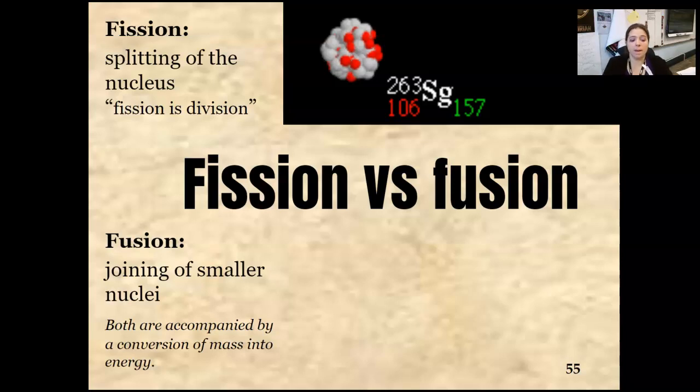Both are accompanied by a conversion of mass into energy. So in one, there's too much mass, it splits, and energy is released. The other one is smash, and energy is released.